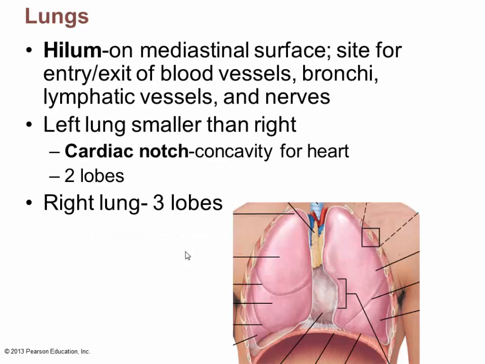Some other parts, on the lungs you have the hilum. It's a little indented region where you're going to have major blood vessels, bronchi, some lymphatic vessels and nerves all entering into the lungs. Your left lung is smaller than the right, just because you've got the heart sitting right there. The little notch that forms in the lung is called the cardiac notch. Again, it's where the heart is. There's only 2 lobes on the left side. It is smaller. The right lung has 3 lobes.